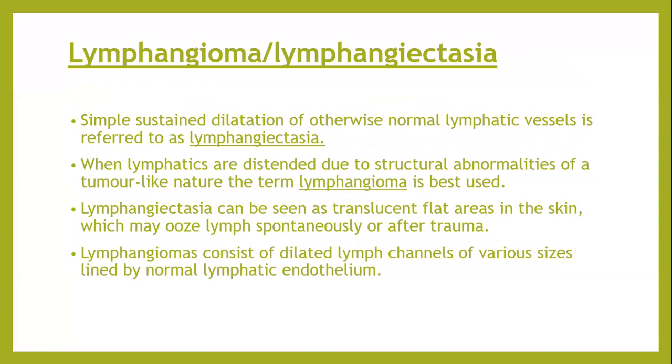Lymphangioma or lymphangiectasis. Simple, sustained dilatation of otherwise normal lymphatic vessels is called lymphangiectasis. When lymphatics are distended due to structural abnormalities of a tumor-like nature, the term lymphangioma is best suited. Lymphangiectasis can be seen as translucent flat areas in skin which may ooze lymph spontaneously or after trauma. Lymphangiomas consist of dilated lymph channels of various sizes lined by lymphatic endothelium.